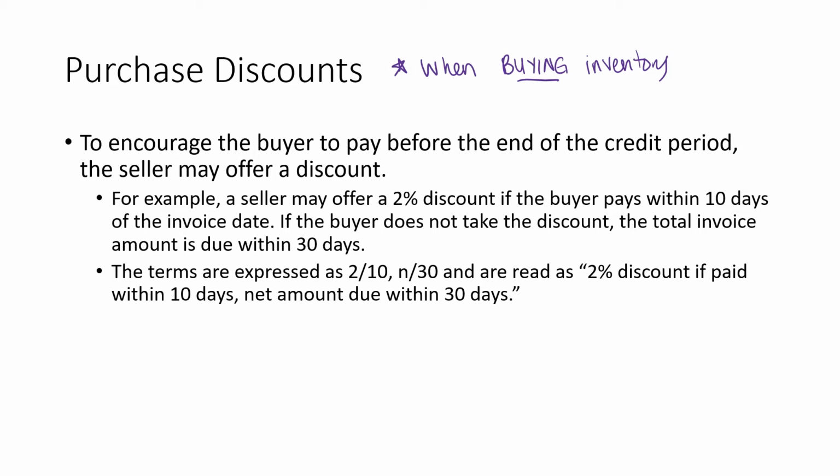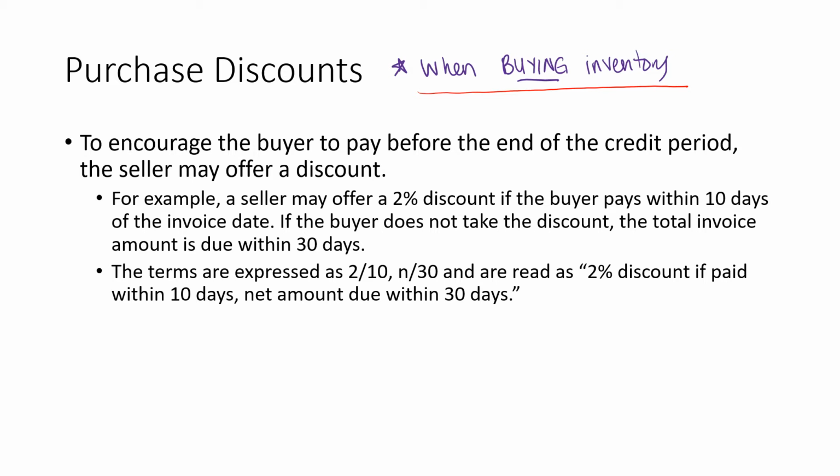Now, there are also discounts that can be shown on an invoice, and so this is to encourage the buyer to pay that invoice quickly because whoever you are purchasing this inventory from, obviously they want to get paid for that fairly quickly so that they can continue their business cycle, their business operations. So a purchase discount refers to a discount for the buyer.